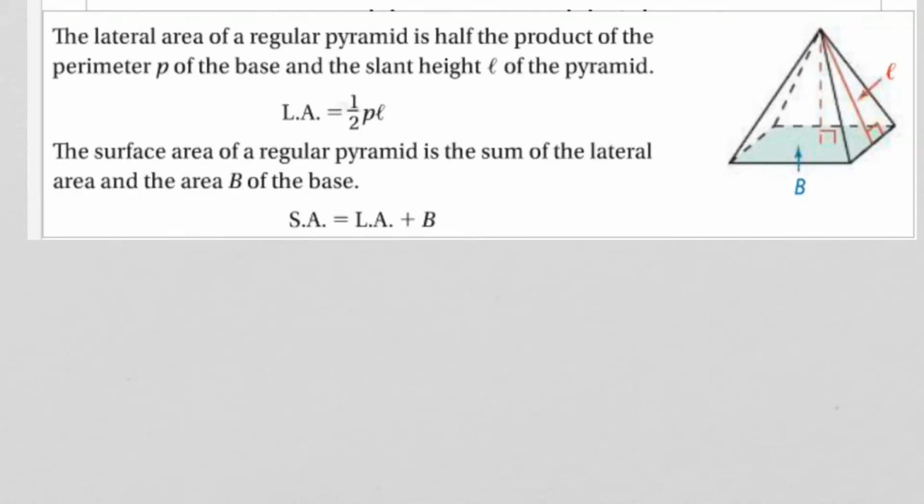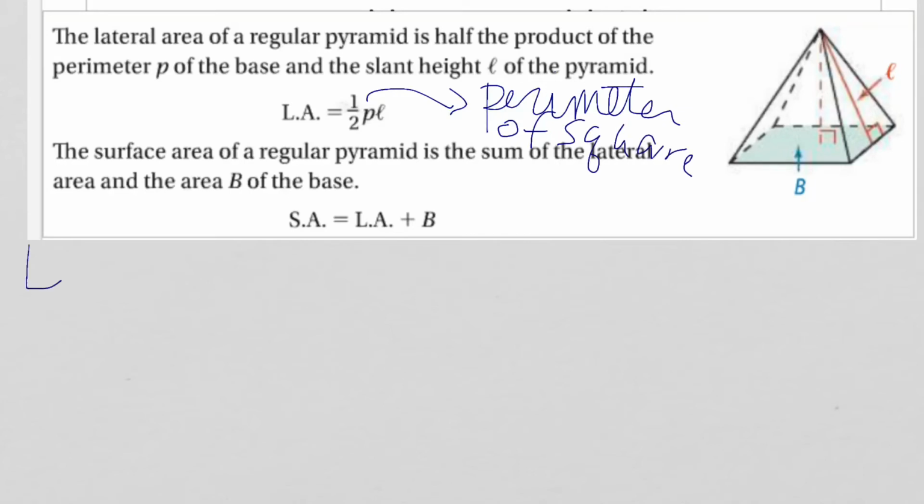All right, so hopefully you figured out what the lateral area and total surface area would be for a pyramid. So here the lateral area is 1/2 times the perimeter of the base times the slant height. So this P here is the perimeter of the base. The base could change because we don't necessarily have to have a square as a base on a pyramid. So that's 1/2 times P times L.